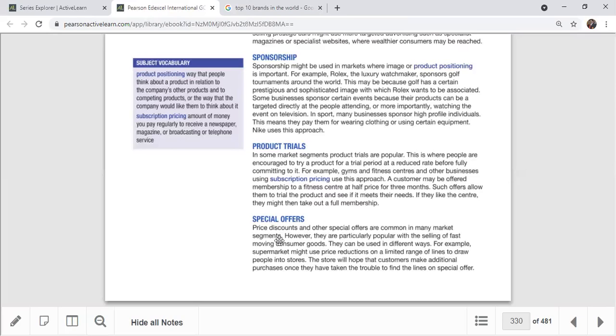Another one is the special offer. Special offers mean they are given for some particular season sometimes, like at the end of the year. Price discounts and other special offers are common in markets. They are particularly popular with the selling of fast moving consumer goods. They can be used in different ways. For example, a supermarket might use price reductions on a limited range of lines to draw people into stores. Special offers are very popular in supermarkets. These stores hope that customers make additional purchases once they have taken the trouble to find the special lines. These things are very popular.